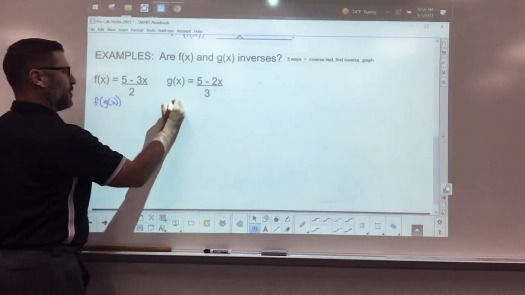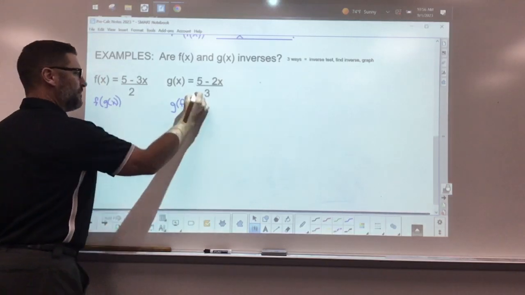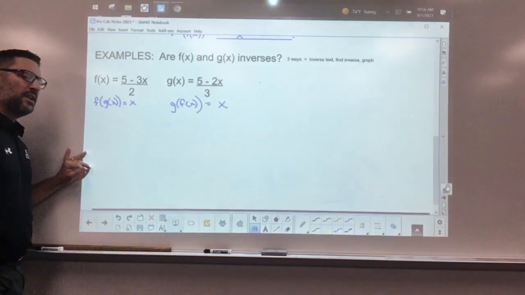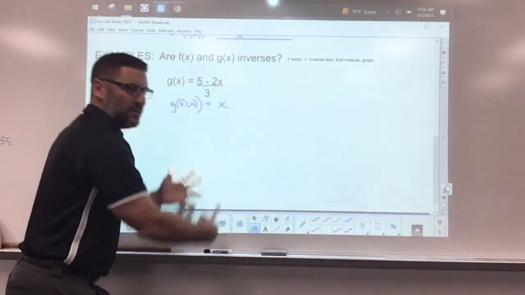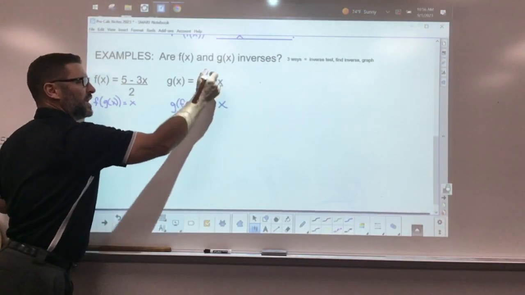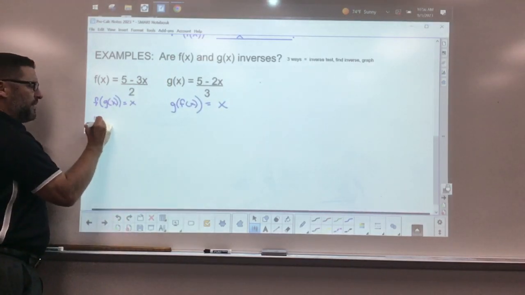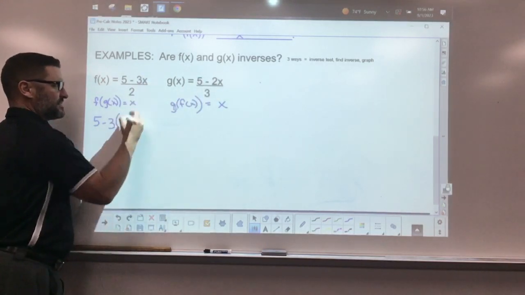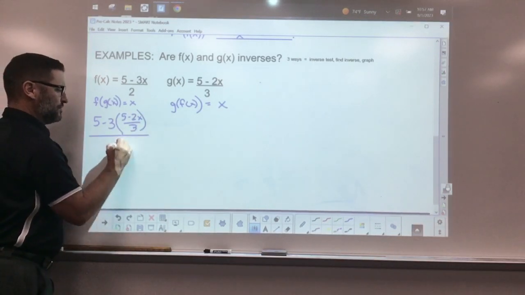Composition. And I'm going to do g of f of x. And I've also seen that before. And they're inverses if they equal x. So I put an x there, but I'm really testing to see, do I get to x when I do the composition? That tells me they're inverses. So I'm going to take the g here, and I'm going to plug it into the f there for that x. It becomes 5 minus 3 times this goes in for that x. 5 minus 2x over 3, all over 2.